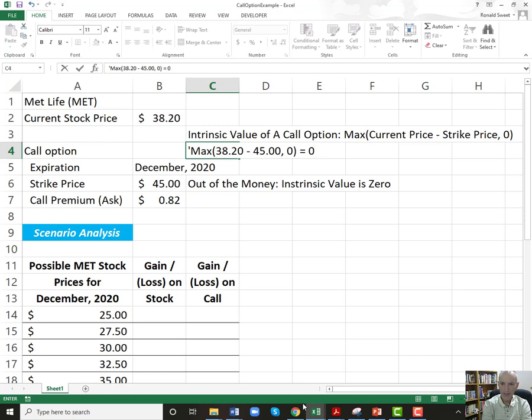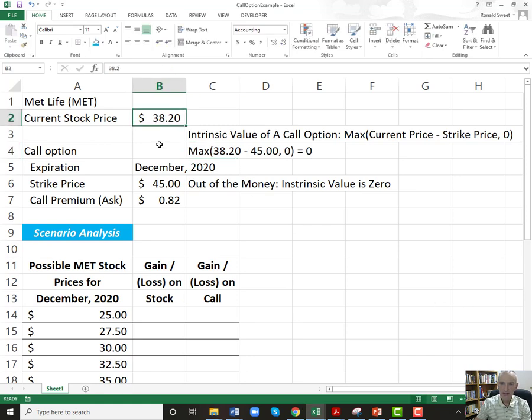It could be right at the money, if we had an option with a strike price of $38.20, which is practically impossible. It's very difficult to find stocks that are exactly at the money. But if you're at the money, its intrinsic value would be 0 as well, so that's the third case. We're going to be dealing with options that are at the money, you'll see in the exam question. At the money means that the current price and the strike price are exactly the same. But for this one, I'm doing it out of the money, mainly because I want to show you a picture.